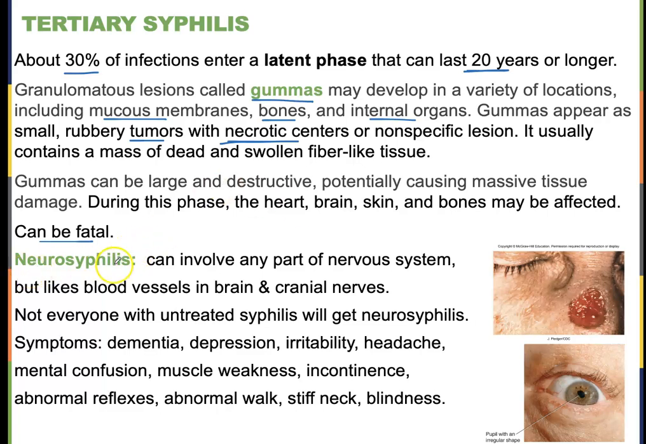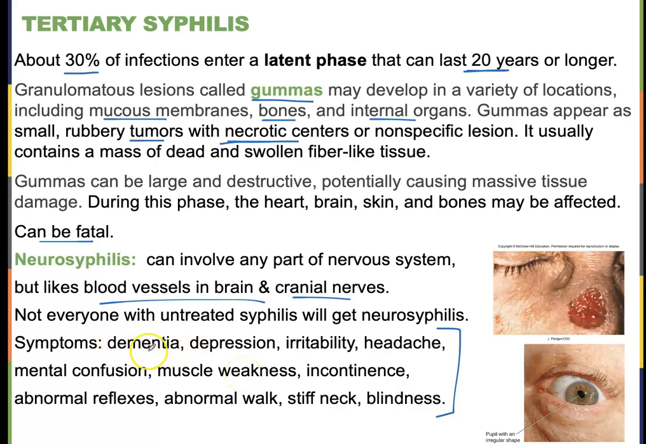Another one is called neurosyphilis. The Treponema has some kind of affinity for the nervous system, and it likes the blood vessels in the brain and the cranial nerves. So neurosyphilis is a possibility. Not everyone with untreated syphilis will get neurosyphilis, but neurosyphilis can cause neurological symptoms depending on where the bacteria is.